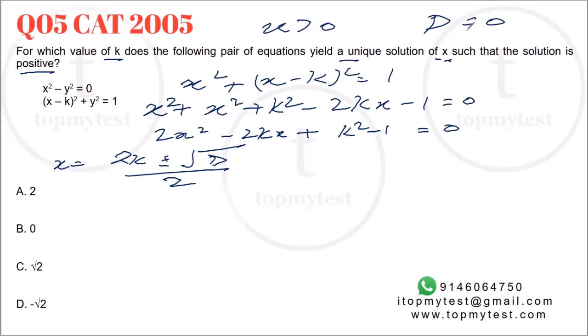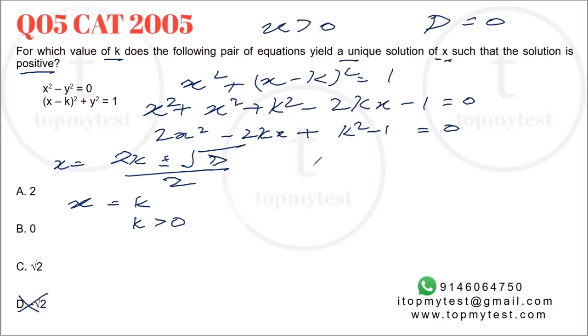Now I want the discriminant to be equal to 0. So the root of this equation will be x is equal to k. So I want k to be positive, right? And discriminant should be 0. So if k is positive, this is out. When will the discriminant be 0?